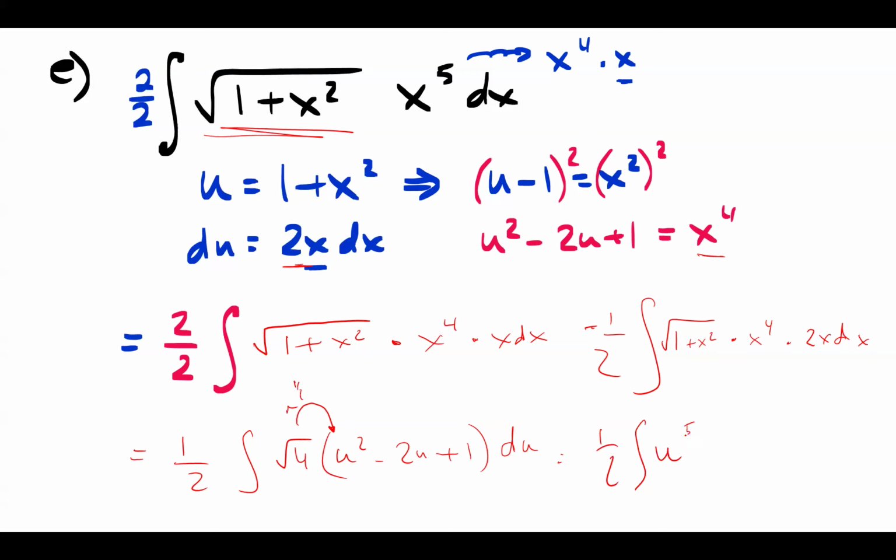So then the question is this. Almost done, guys. Minus 2, what is square root of u, or u to the 1/2, times u? It's u to the 3/2. Plus the square root of u times 1 will just be u to the 1/2 du. Are we good there?